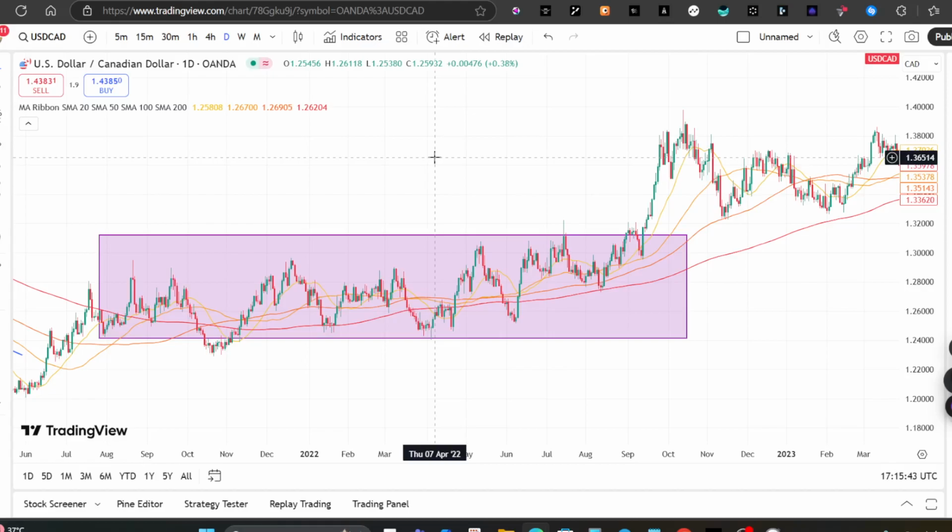Do not rush into trades. Wait for the ribbon to show a clear trend shift before entering a position. Waiting for confirmation can save you from false breakouts or trend reversals.